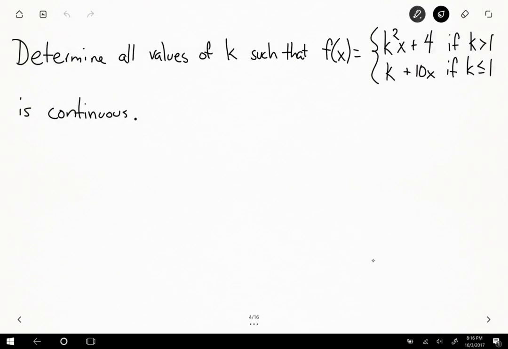We want to determine all values of k such that f of x equals kx squared plus 4 if k is greater than 1, and k plus 10x if k is less than or equal to 1. And we want to determine all values where it's continuous. So continuity, you need a few things. So f is continuous. Let's recall here.